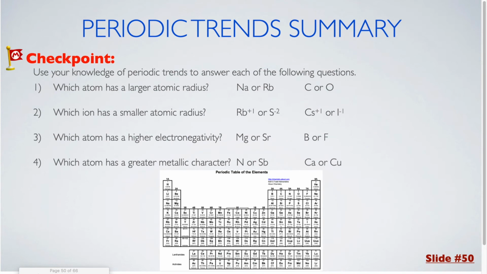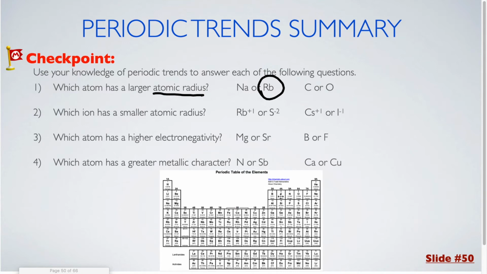For this checkpoint question, we are going to be trying to determine which element has a larger or smaller version of one of these trends. So for our first one, we are going to be looking at atomic radius, and we want to know which one is larger out of 2 elements. Our first comparison is sodium and rubidium. Sodium will be right here, and rubidium is further down the group. We know that radius increases down a group. Or I could say that the largest radius is towards the bottom left-hand corner. Because rubidium is closer to the bottom left-hand corner out of these 2 elements, that would have the larger radius.